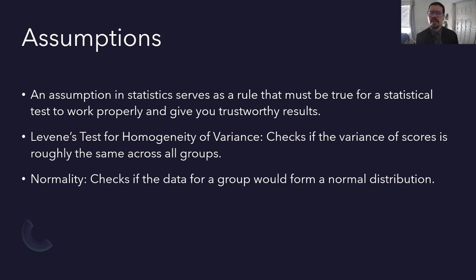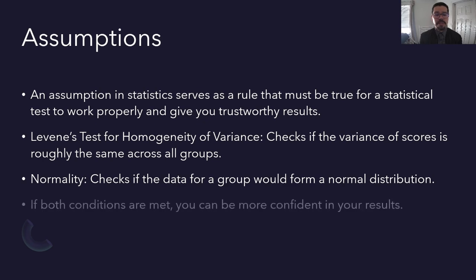There's also an assumption of normality, which checks if the data for a group would form a normal distribution. This is another test that we would hope to be true. Again, if it's not necessarily true, we might want to use other tests to perform our analysis. But again, outside of the scope of this class, I want you to understand that these assumptions are being made with the data that we are using. So if both conditions are met, you can be more confident in your results. If they're not met, it doesn't mean that you can't run an analysis. Again, we would just have to make some modifications.